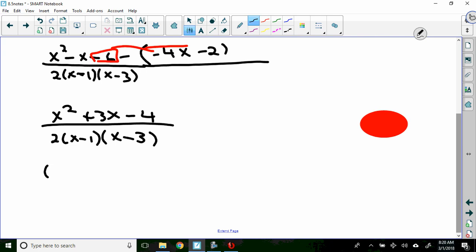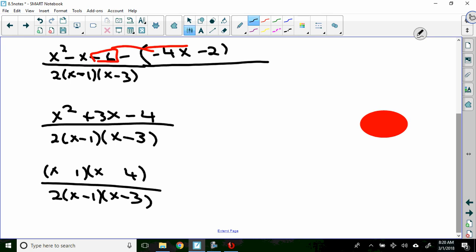So that's going to be an x and a 1 and an x and a 4. This is a 2 times x minus 1 times x minus 3. Let's look at those signs. What's it got to be? Plus 4, plus on the 4, minus on the 1? Just like last section, can we cancel anything out? The x minus 1's cancel. So our final answer is going to be x plus 4 over 2 times the quantity x minus 3.